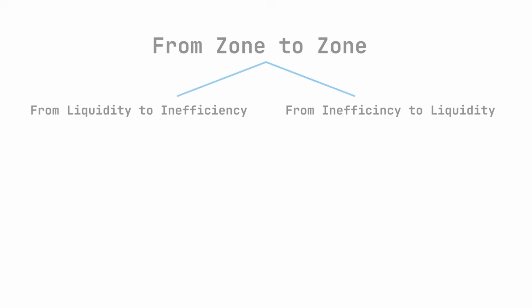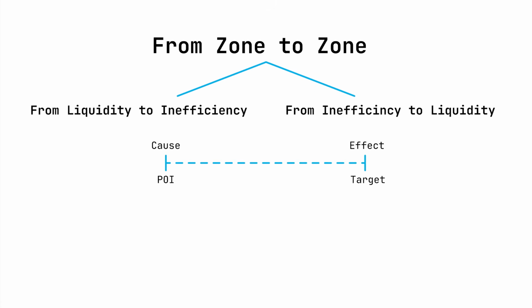The from zone to zone rule is one of the most important in the entire strategy. Its origin comes from the basic tenets of the smart money concept, from liquidity to inefficiency, and from inefficiency to liquidity. This means that price always moves from one zone of interest to another due to liquidity or inefficiency, which provided buying or selling volume in the market.